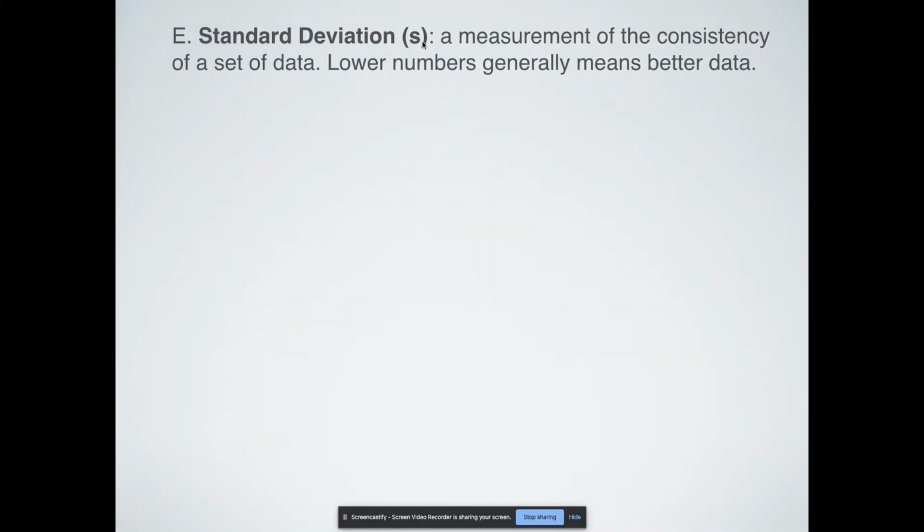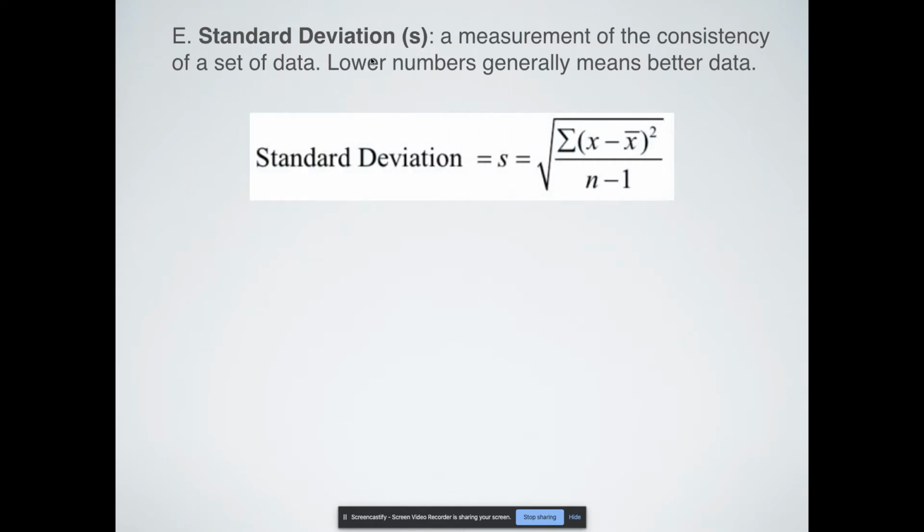Standard deviation, lowercase s. So this is the hard one, but it is a measurement of the consistency of your data. So the lower your number, generally, the better your data. And so how would we do this? This is the formula for standard deviation. So s equals the square root of the sum of x minus x bar. In case you don't remember, x is just any number in your data set. X bar, remember, is the mean. So it's x minus the mean, and yes, you square it.